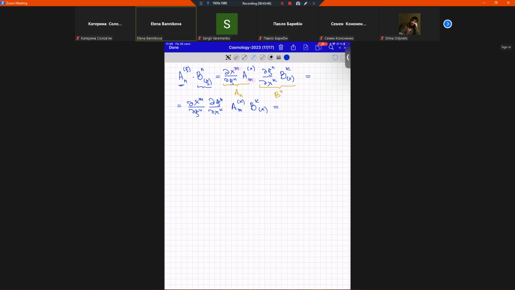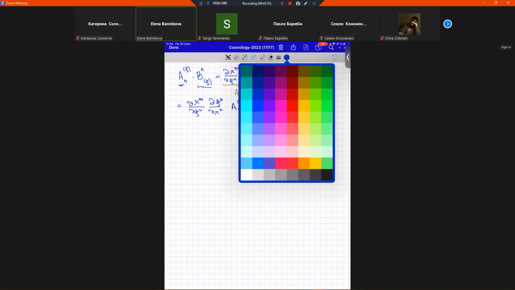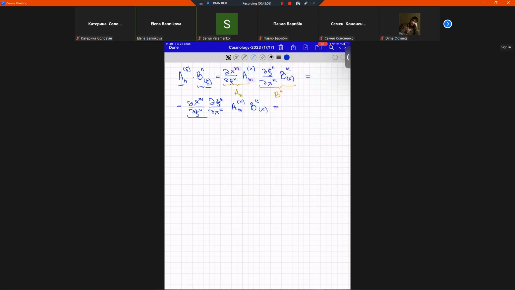What I can see from this expression is that this summand, not a sum, multiplier, is just dxm by dxk. And as we understand from all this set of summands, it will be alive only in the case when m equals k.